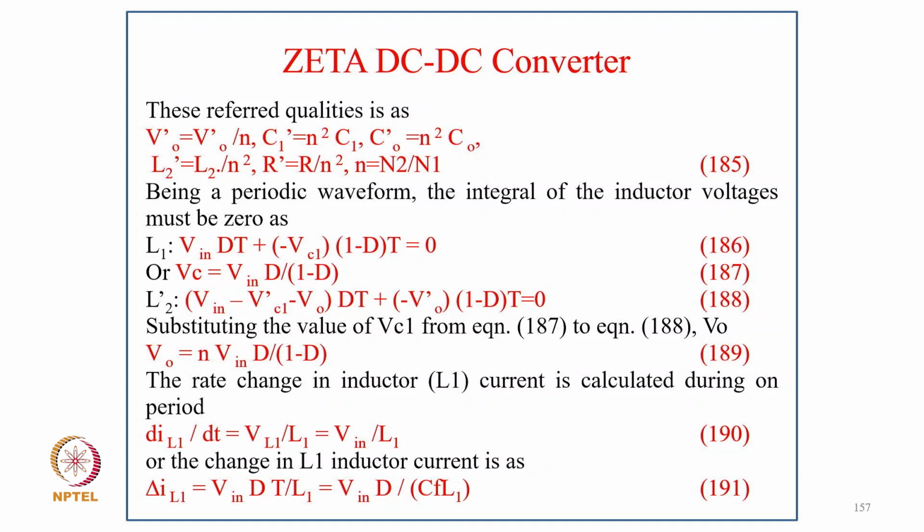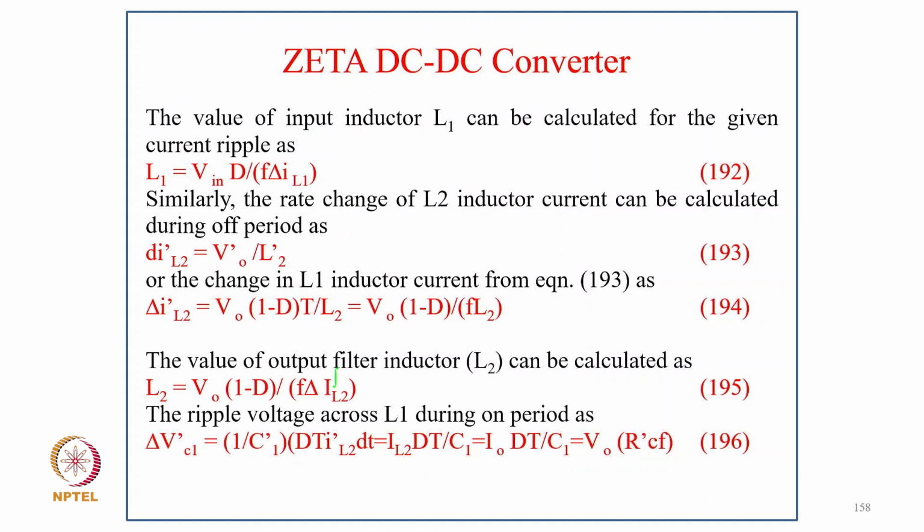The rate of change of inductor current is calculated during on period: dIL1/dt equal to VL1 upon L1 equal to Vin upon L1, or the change in inductor current is delta IL1 equal to Vin dt upon L1, or Vin D upon F L1. The value of inductor L1 can be calculated from the given input current ripple. So L1 equal to Vin D upon F delta IL1.